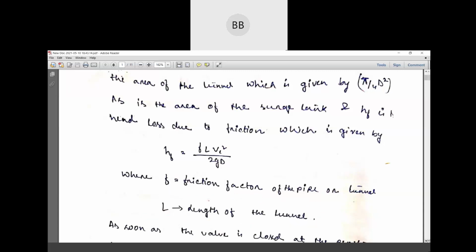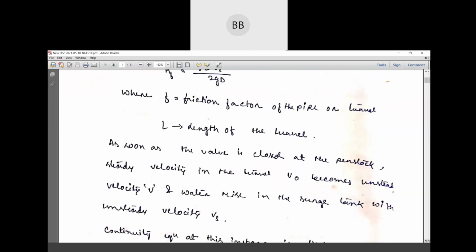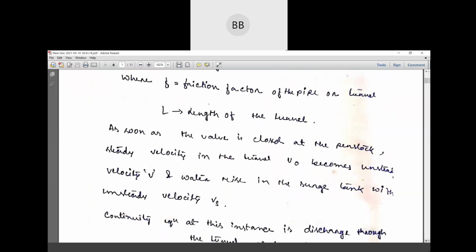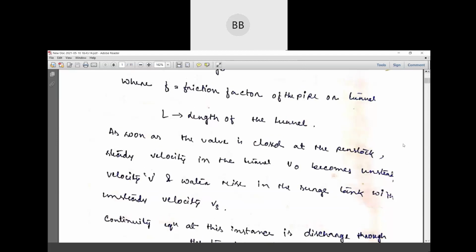Okay, then we will start the derivation. Overwrite till the equation.